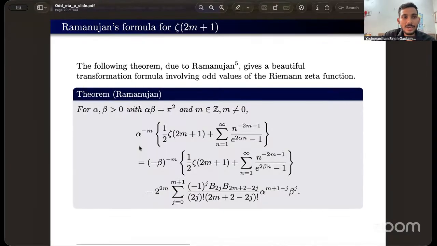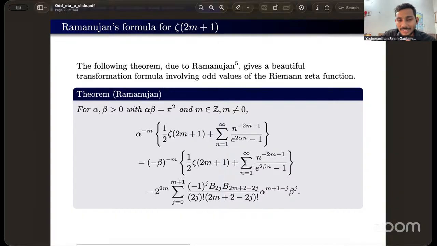In the same direction, we have a result known as Ramanujan's formula for zeta of 2m plus 1. At first glance, this formula looks quite complicated, but if you look closely, he takes zeta at odd values and adds it to a Lambert type series as an infinite sum. On the right hand side, we have zeta of 2m, this infinite series, and the only difference from the left hand side is that we have changed alpha to beta. Outside we have alpha and minus beta to the power m. And on the right hand side we still have one extra term, a finite sum of Bernoulli numbers.